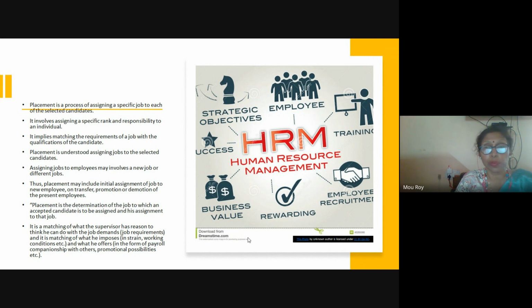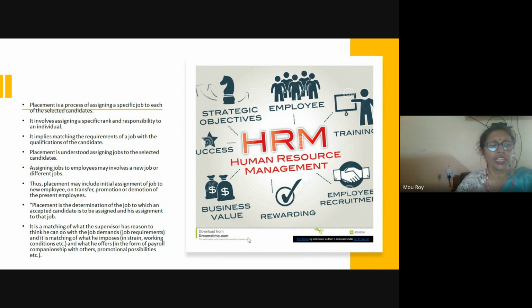Induction refers to the process of introducing the newly hired employee to the organization. Besides the various departments, you also need to know about the policies, the procedures, and the work culture and environment of that organization. This helps employees become familiar with their role, their job responsibilities, and their expectations, because when they join an organization they come with a lot of perceptions.